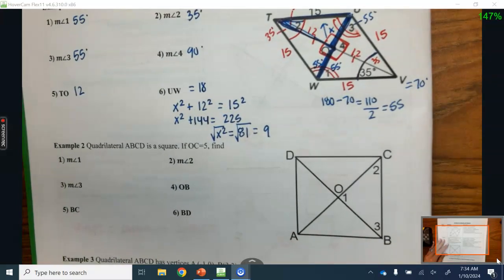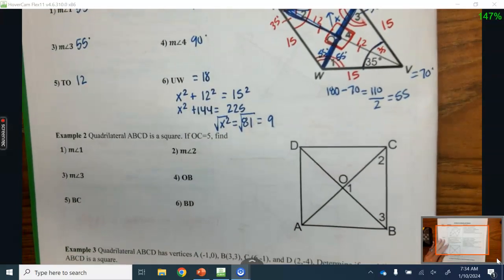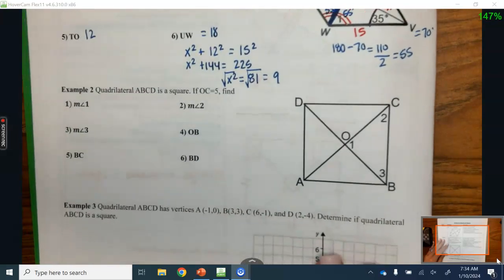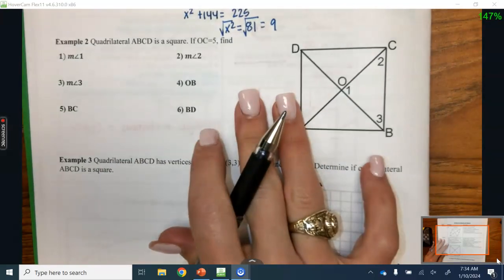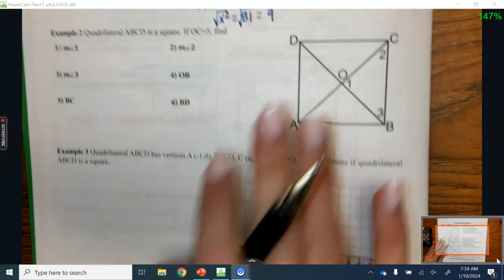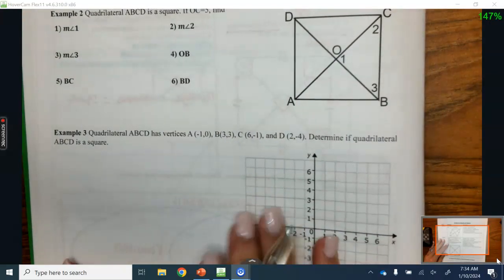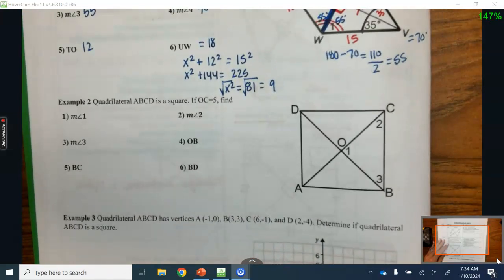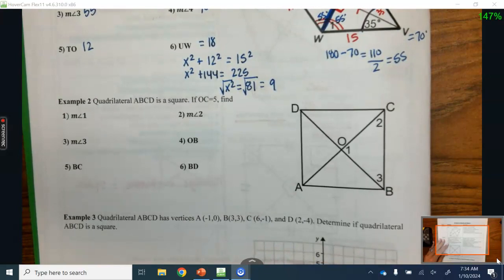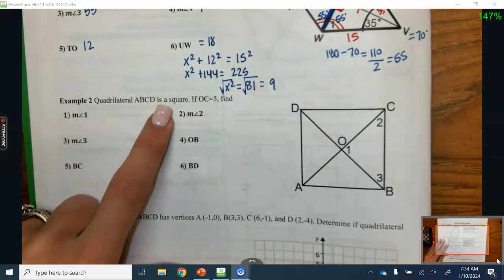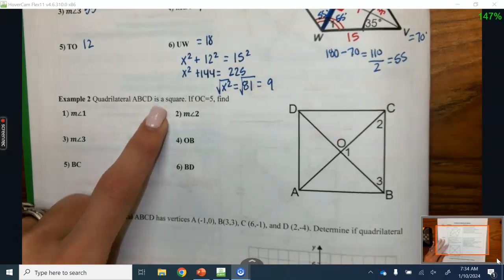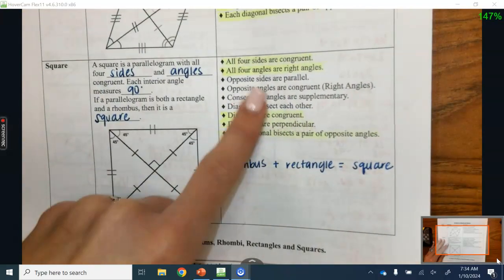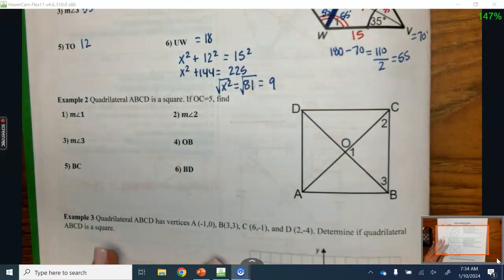Okay, so that was our rhombus. Now let's do an example of a square, and then after this example I'm going to stop this part 1 video and do the coordinate geometry in part 2. Okay, so quadrilateral ABCD is a square, right? They stated it's a square, so all of our properties of a square are true, right? All these properties that we learned.